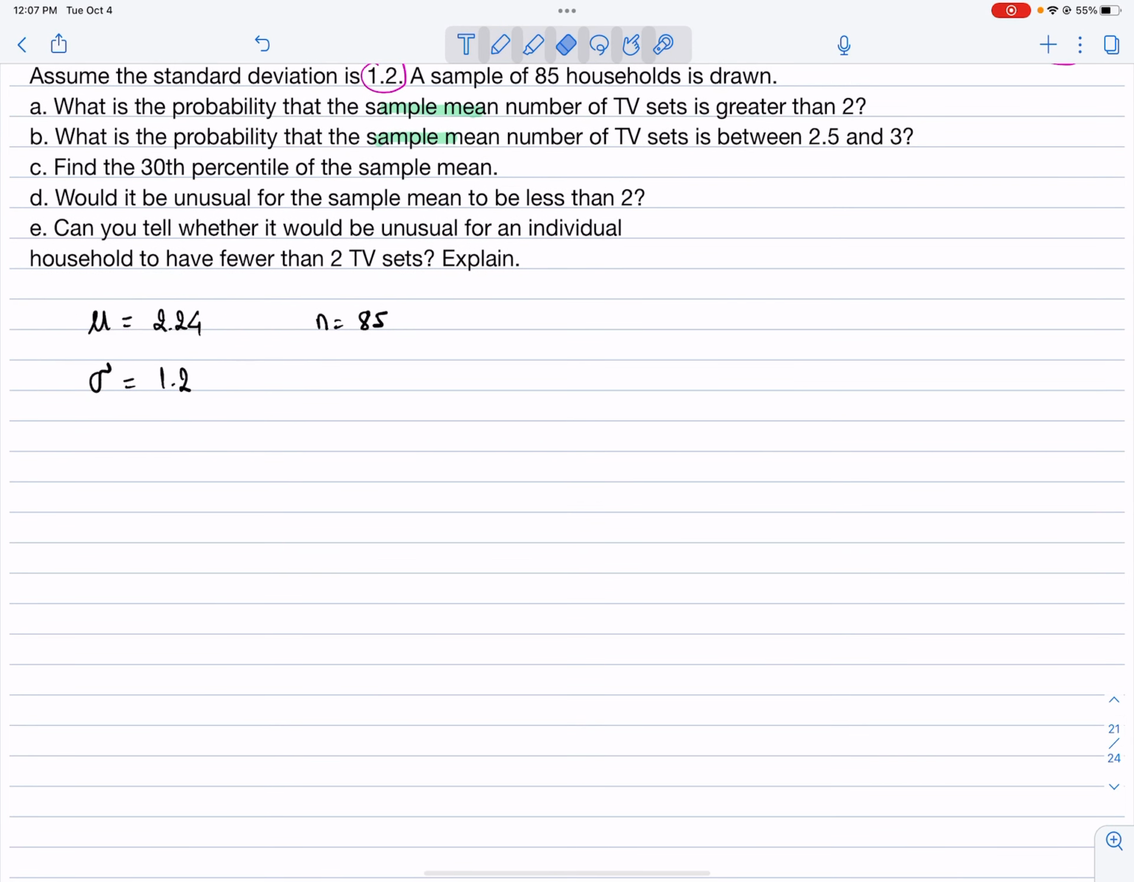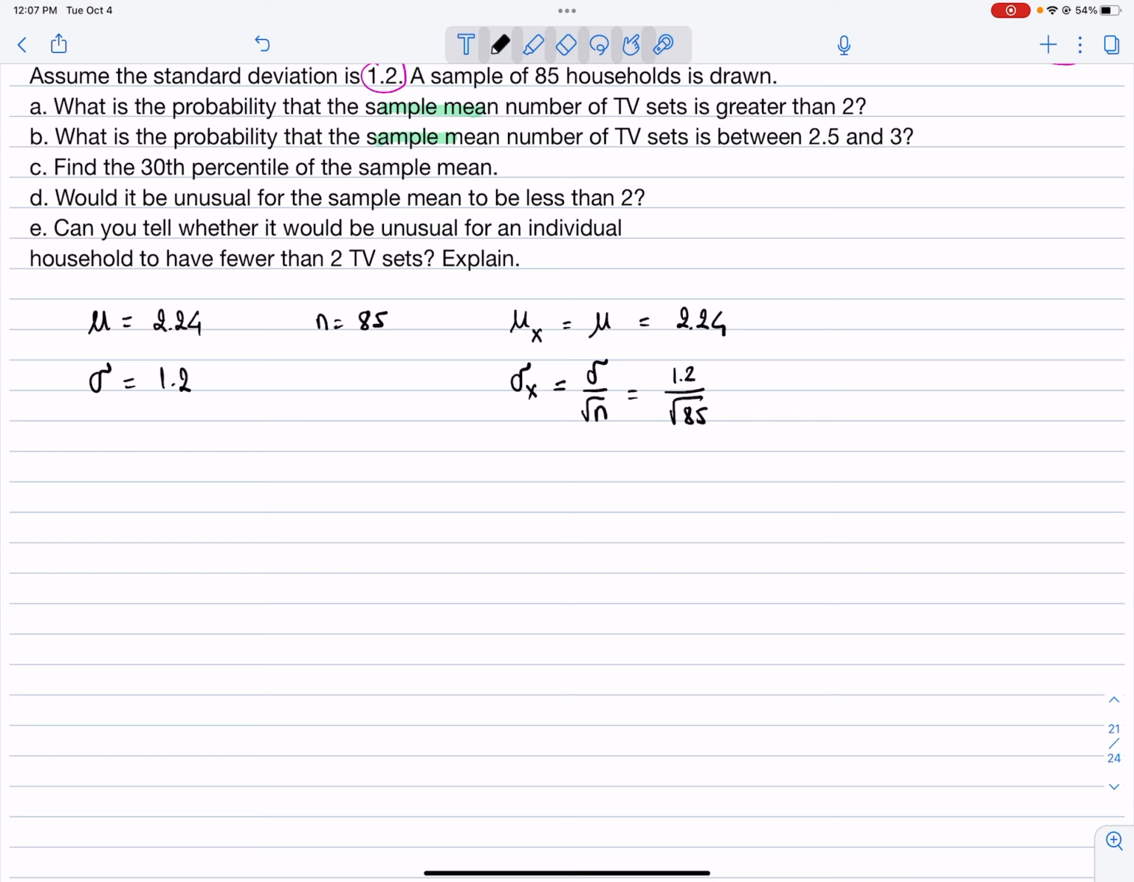By the central limit theorem, because your n is big enough, more than 30, the mean of the sample is the same as the population mean, which is 2.24, and the sample standard deviation is sigma divided by the square root of n, which is 1.2 divided by the square root of 85. This is by the central limit theorem that you can find in section 7.3.